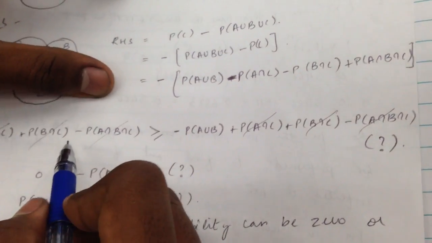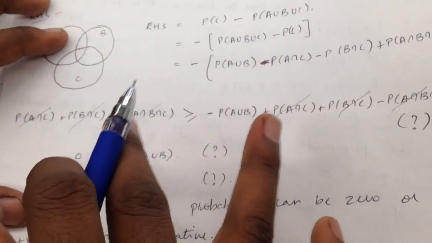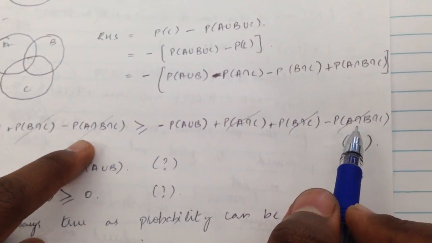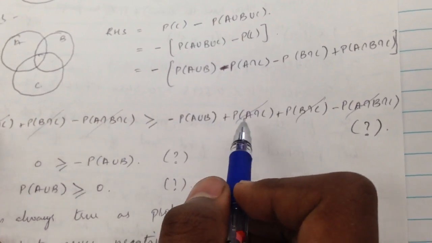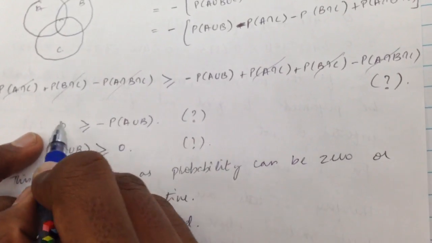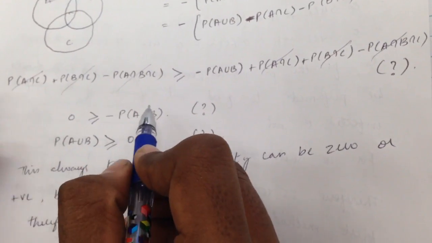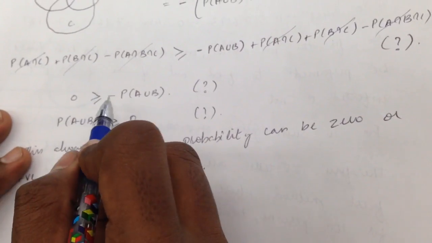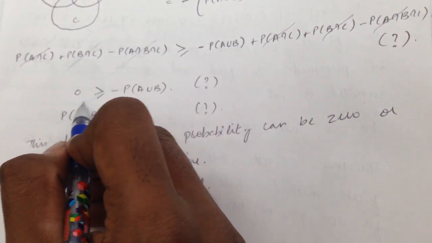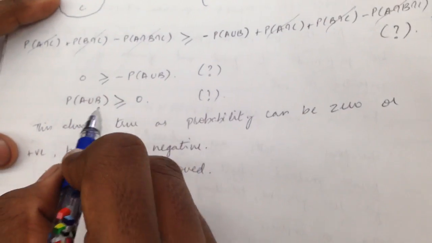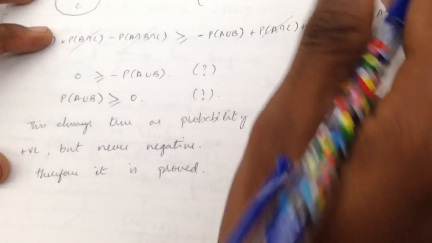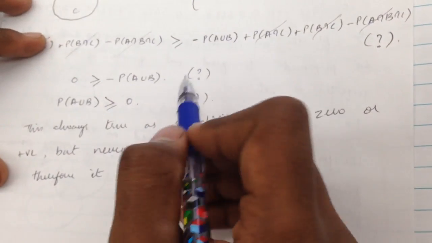So now I use the LHS and RHS expressions in this equality. These two expressions which are the same get cancelled out, these two cancel out, these two cancel out. So I end up with the expression 0 greater than or equal to minus P of A union B. Now I multiply by minus on both sides, which reverses the operator in the middle. So P of A union B greater than or equal to 0. So I still don't know if this is true. I've been putting a question mark all along.